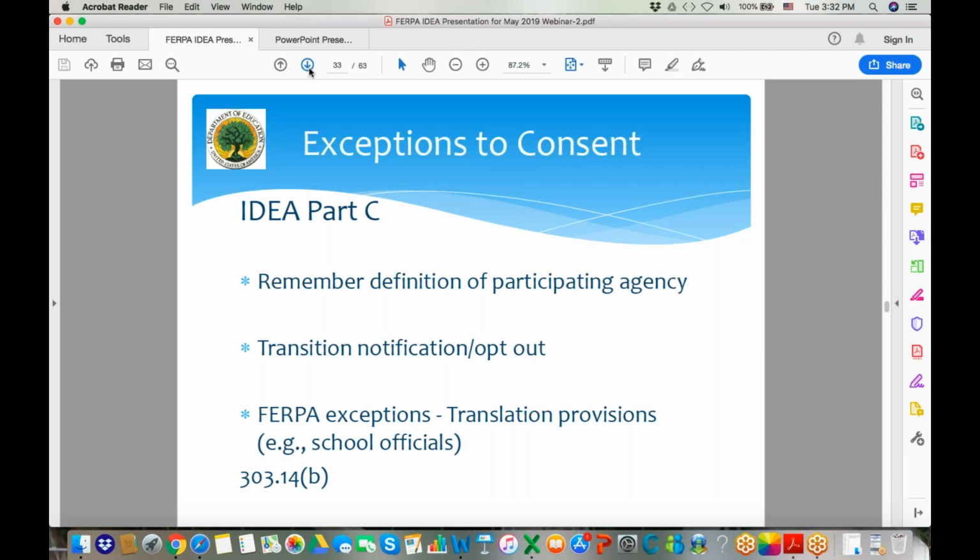That's the first bullet. The second bullet is what we call the transition notification or opt-out. When a child exits from the Part C program, typically at age 3, they may be referred on to the Part B preschool program, and in 3/4 of our states, those two programs are administered by two different state agencies, where the state lead agency isn't the state educational agency.